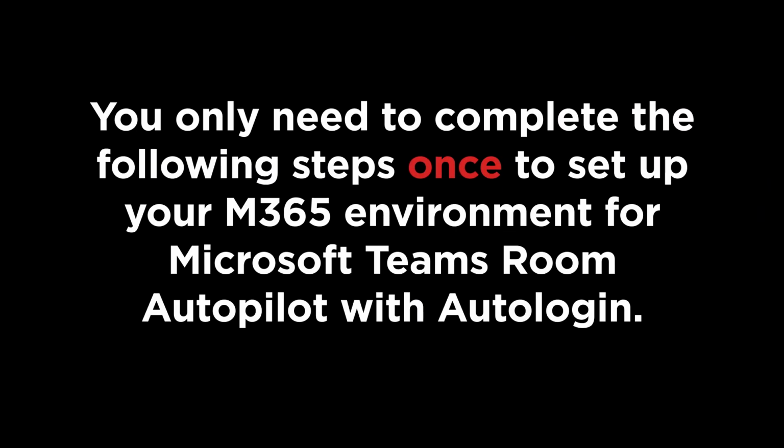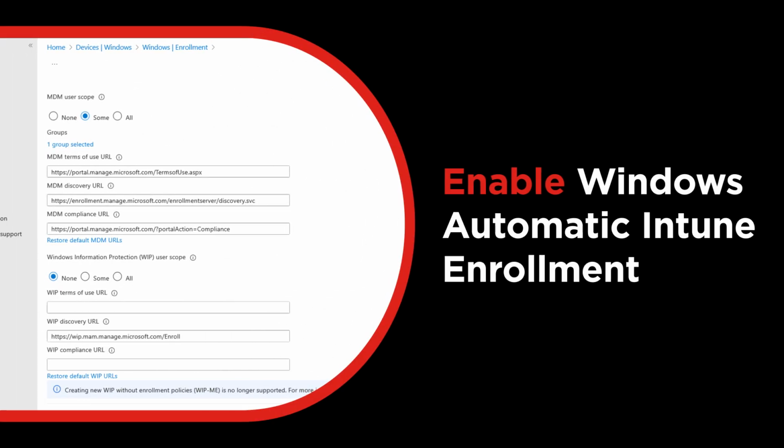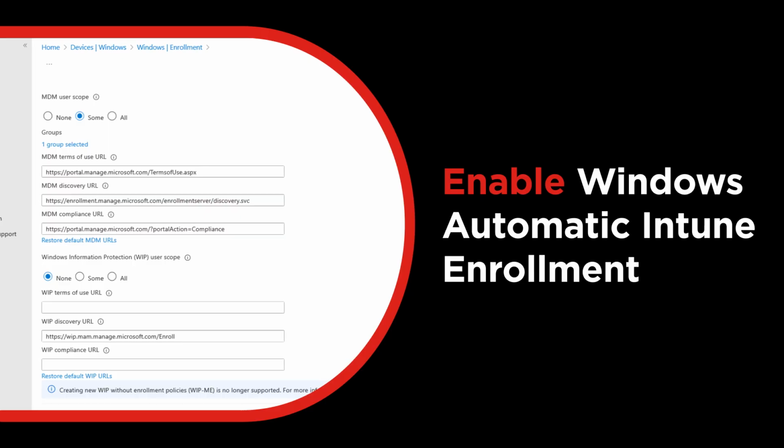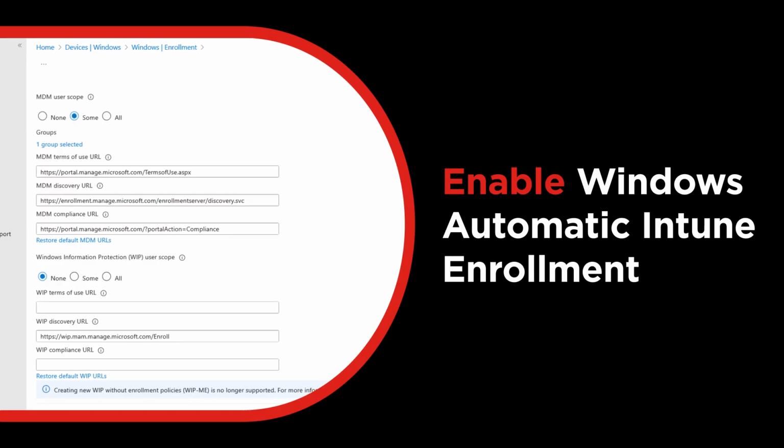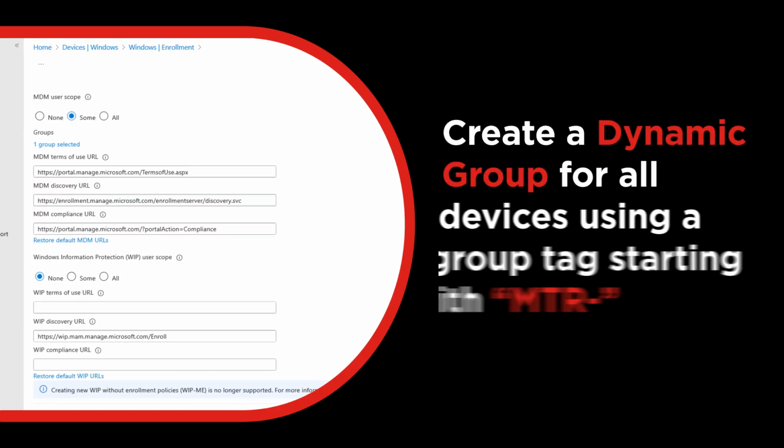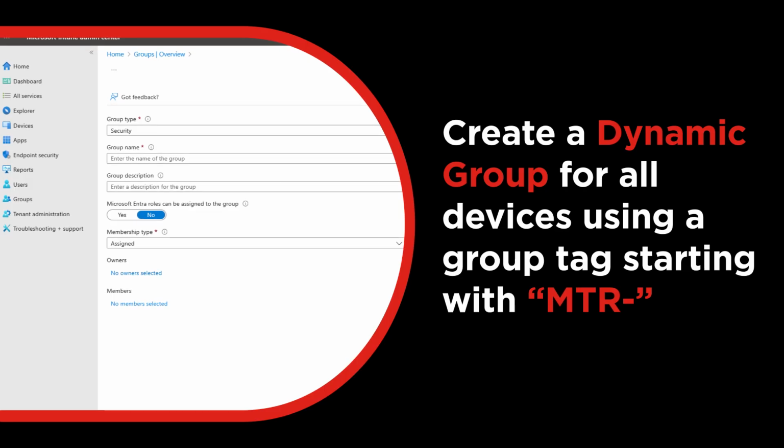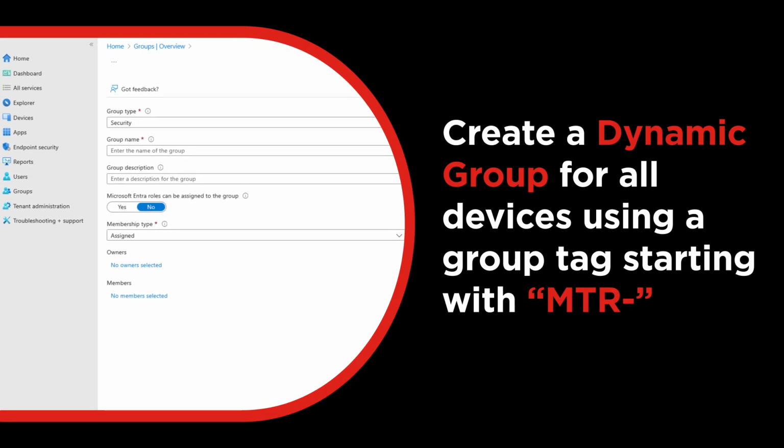Setting up your M365 environment for Microsoft Teams Room Autopilot using Autologin. You'll only need to complete these steps once. Enable Windows Automatic Intune Enrollment, so devices apply your Intune policies as soon as they join Entra. Create a dynamic group for all Teams Room devices using a group tag starting with MTR-.